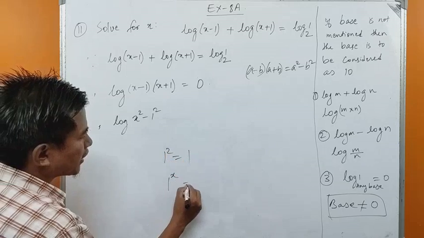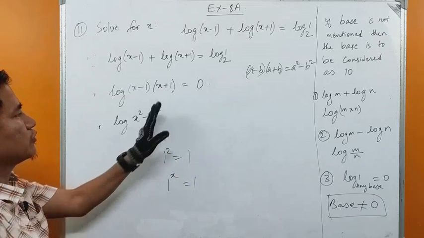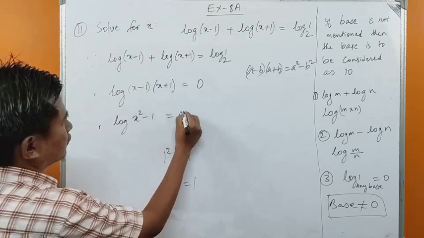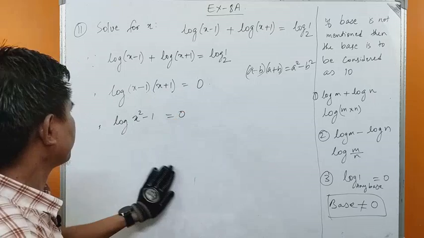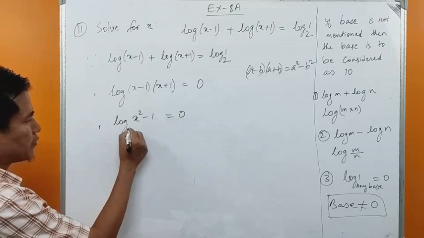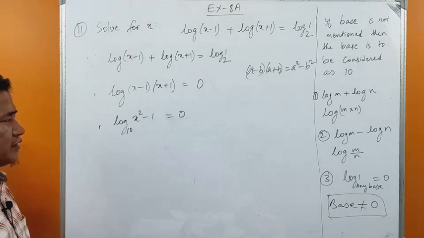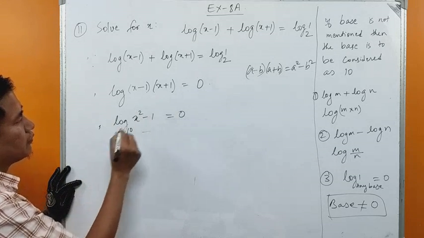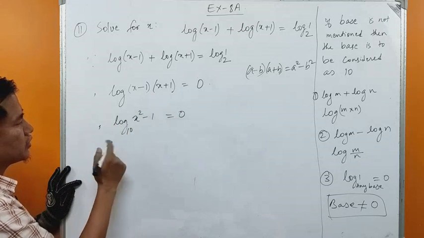1 raised to any power is always 1. So we don't write the power of 1 here. Equals to 0. So now the base is not mentioned here. This means the base is 10, isn't it? The base is 10. Now this is in logarithmic form. Let us convert this into exponential form first.